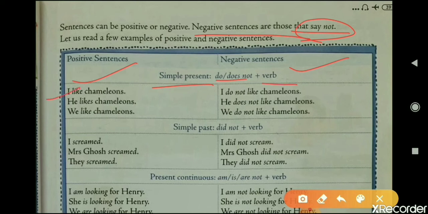I like chameleons. I do not like chameleons. So this is a positive sentence and this is negative, because here you can see I do not like chameleons. He likes chameleons. He does not like chameleons. We like chameleons. We do not like chameleons. Okay, so these are positive sentences, and these sentences that have not are negative sentences.